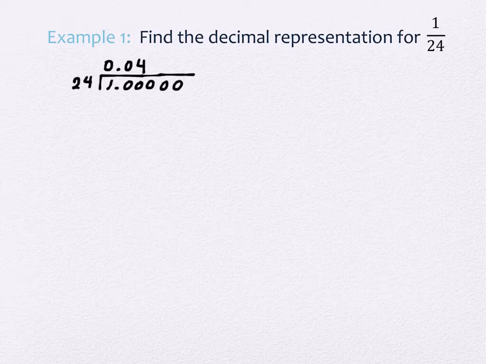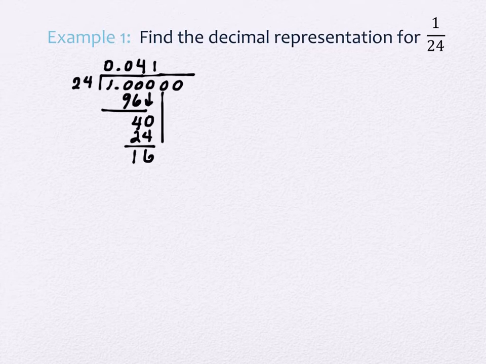All right, so what is 4 times 24? 96. So we line the 96 up here, and we take 100 minus 96, and what do we get? 4. Then I bring my 0 down, so now I've got 40. How many times does 24 go into 40? One time. 1 times 24 is 24, and we subtract. So subtract this, what do I get?